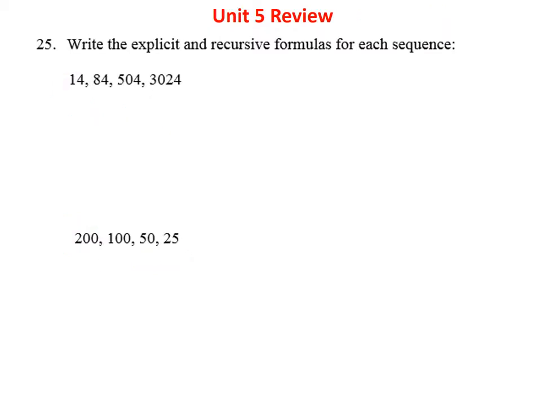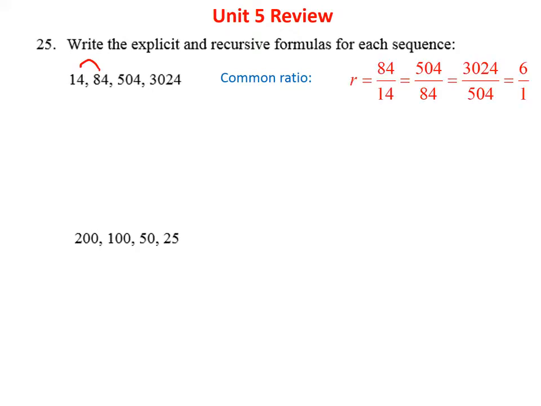So let's begin with the first one. The common ratio is found by taking 2 successive terms and dividing the second one by the first one. So 84 divided by 14, or 504 divided by 84. Notice they all equal 6, which means in this sequence, we're simply multiplying each term by 6. So r is 6, and our first term is obviously 14.